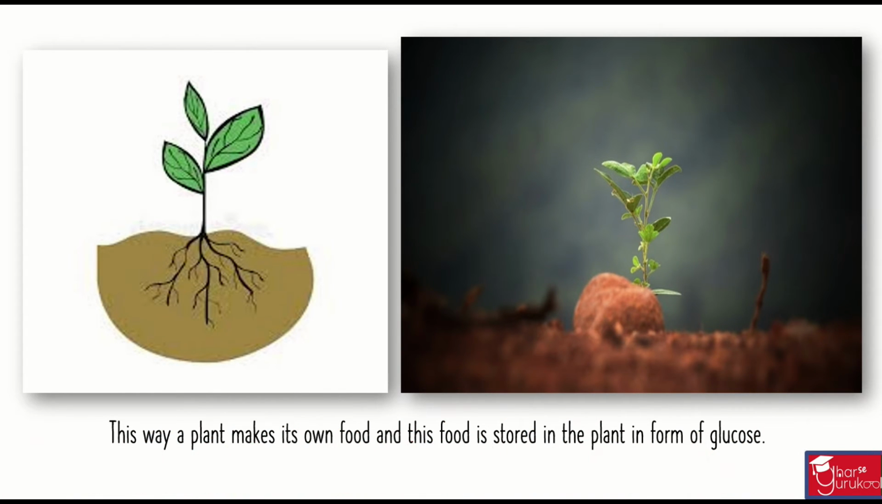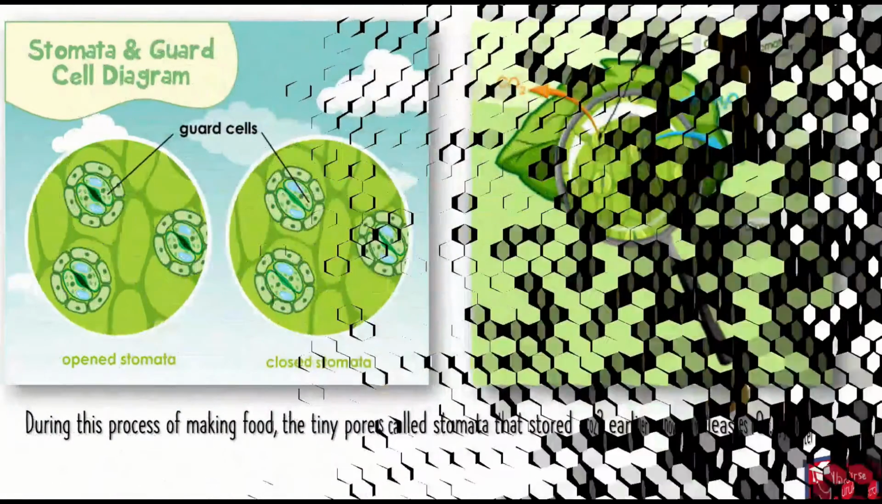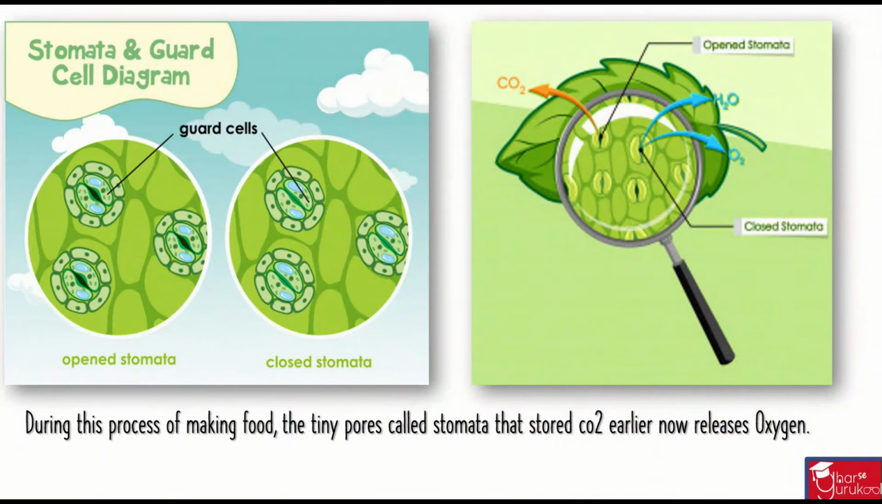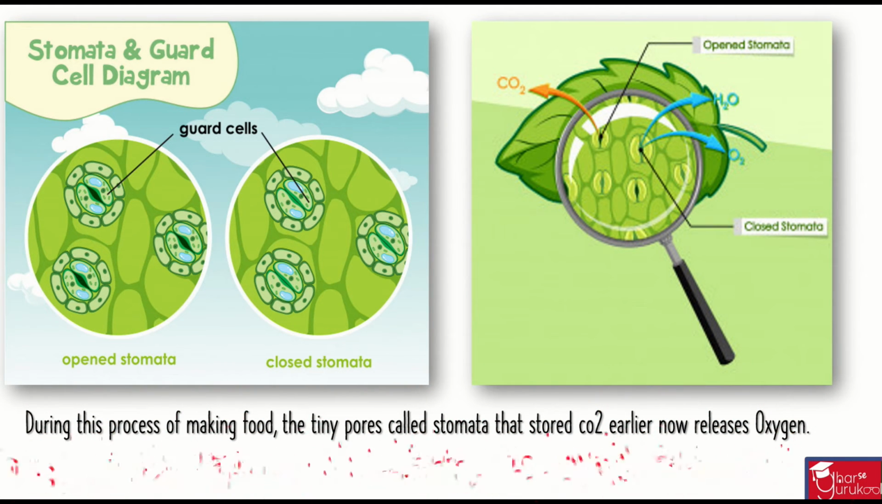This way, a plant makes its own food, and this food is stored in the plant in the form of glucose. Plants take necessary nourishment from glucose, and the extra glucose left is stored in the form of starch for later use. During the process of making food, the tiny pores called stomata that took in carbon dioxide earlier now release oxygen.